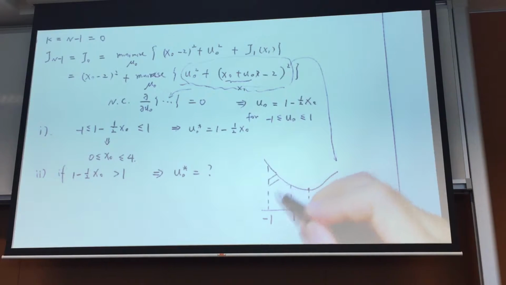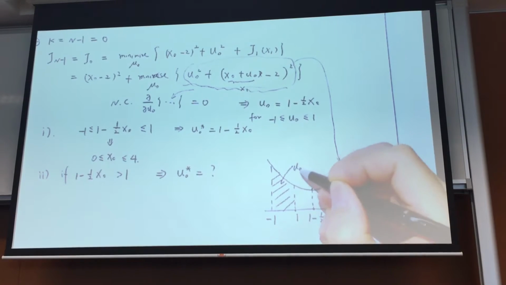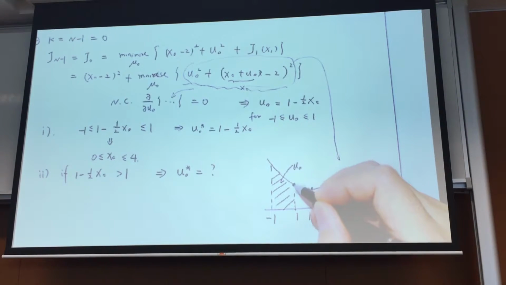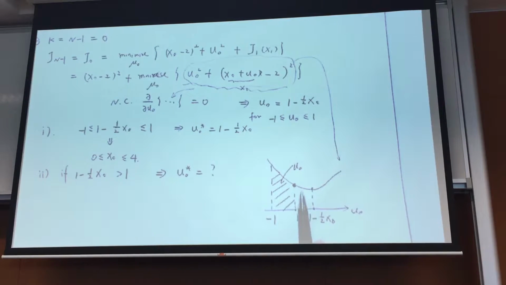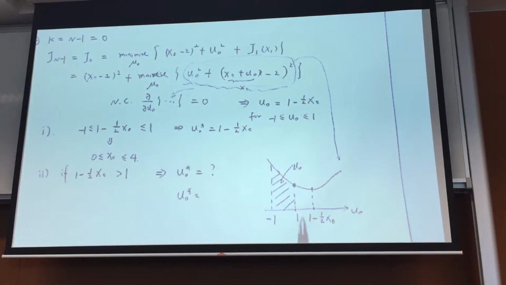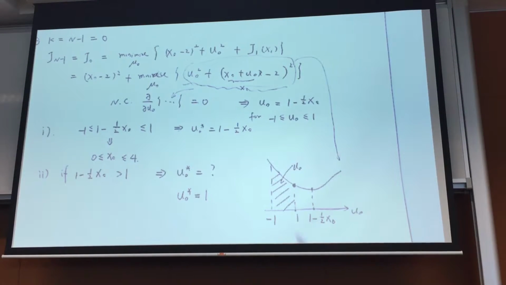So our u0 can only happen in this particular range. In this case, we know the minimizing point will be given by this point. So this will be the u0 star, and we know the u0 star will be 1, corresponding to this particular point.